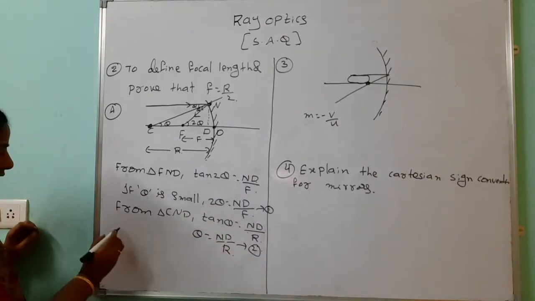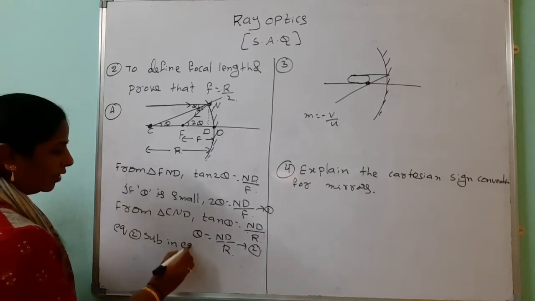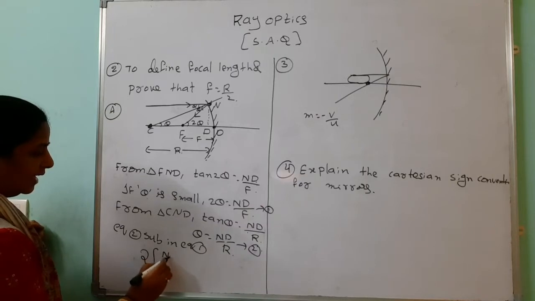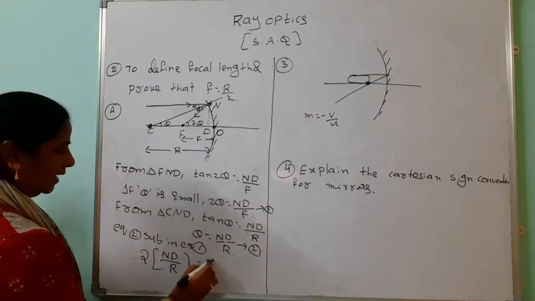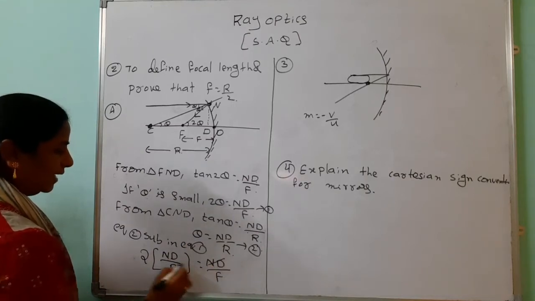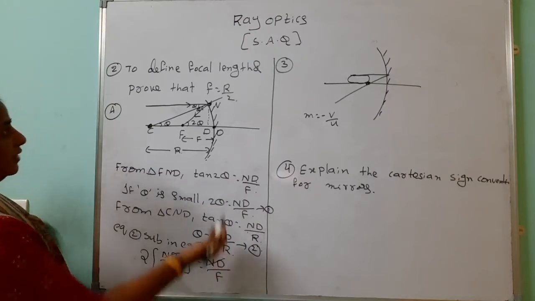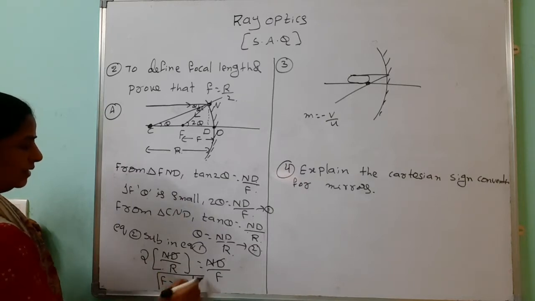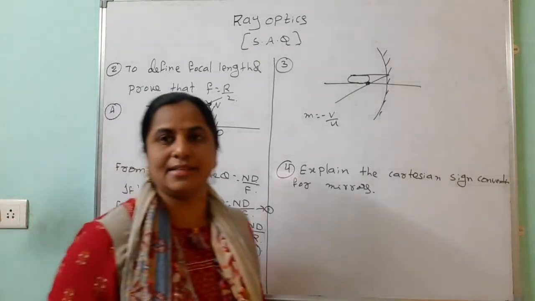Now, substitute equation 2 in equation 1. What are we getting? 2 into, instead of theta we are writing ND by r, and here ND by f, and ND cancels. Then you are getting the expression for f. Do the cross multiplication: f equals r by 2. This is the relation between focal length and radius of curvature.